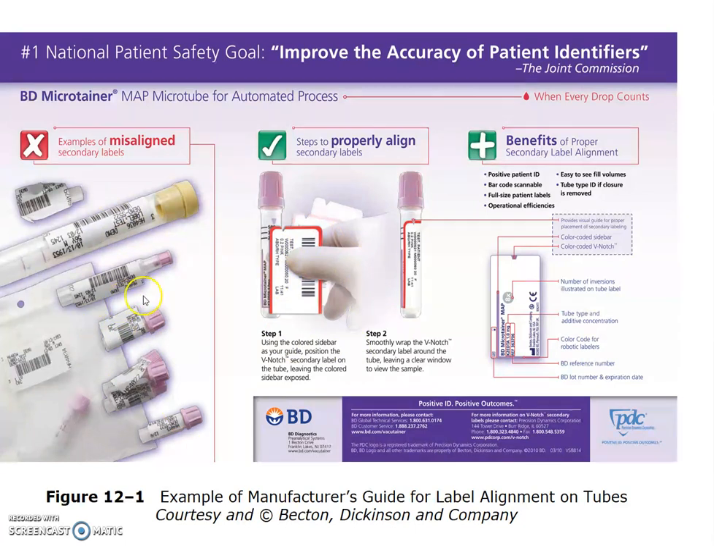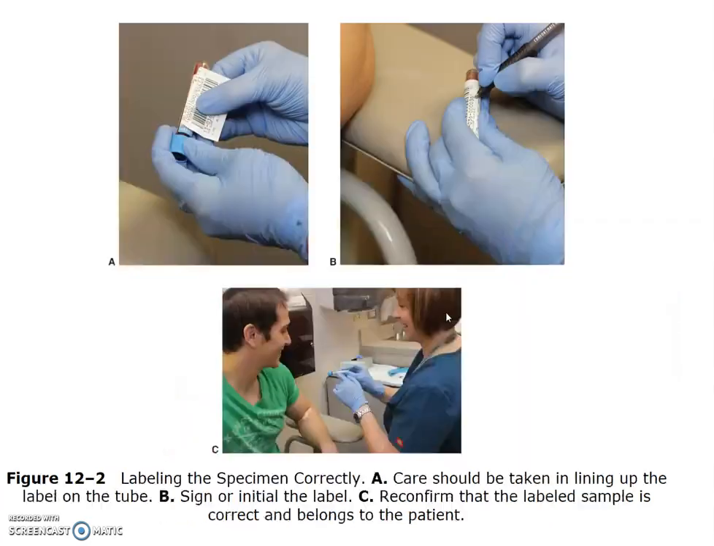Okay, we want it going in this orientation. These are some examples here of ways we don't want to label our test tube, because if we were to label the tube this way, the label could potentially come off. Labeling the specimen correctly, care should be taken to lining up the label on the tube. Sign or initial the label and confirm that the labeled sample is correct and belongs to that patient. This is shown here by the technician having the patient ID the sample before they leave the draw chair.